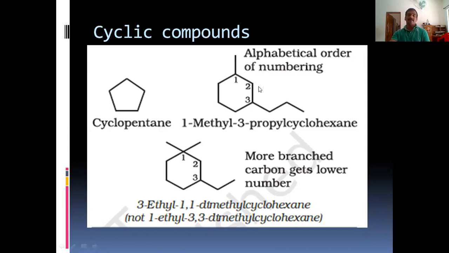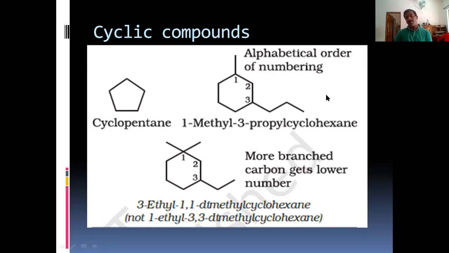In this hexagon, 2 groups are attached. Since there are 6 carbon atoms, we can write it as cyclohexane. But in the cyclohexane, a methyl group is attached, also a propyl group. Methyl and propyl groups are attached.